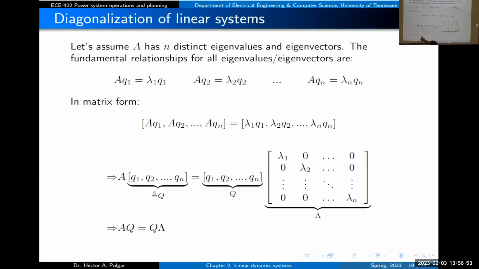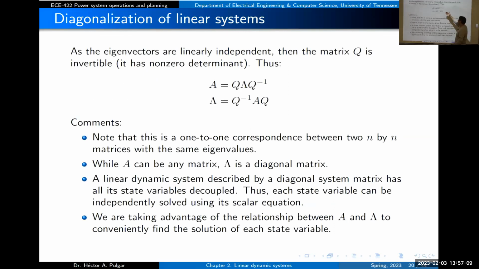And in that case, Q inverse multiplied by Q will be identity. So on this side, we have capital lambda, and capital lambda will be equal to Q inverse AQ. We can do that because Q is invertible. So by doing that, we come up to these two.